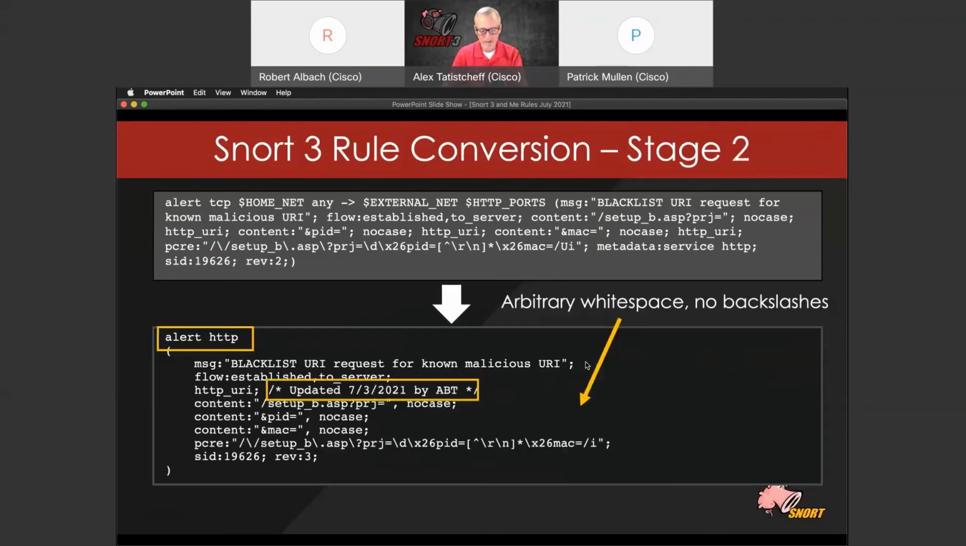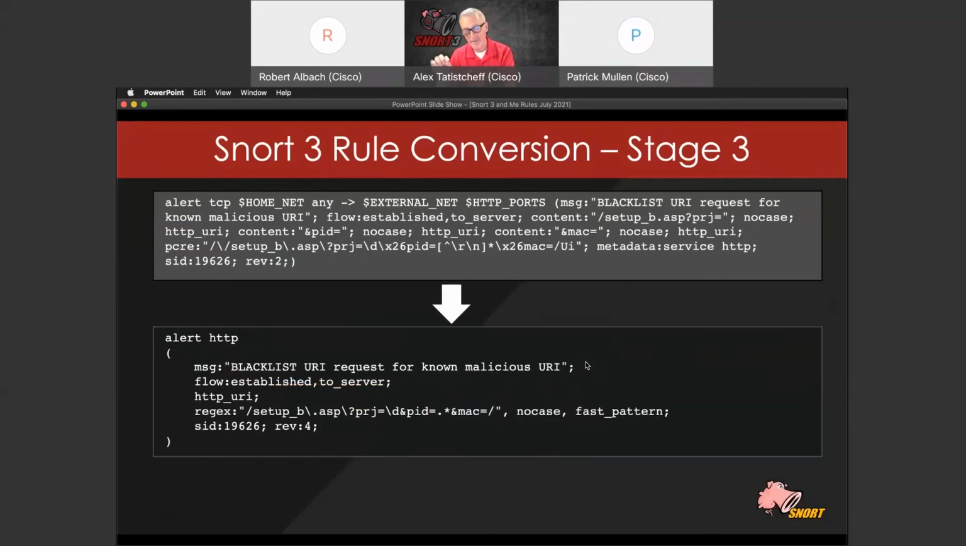Now, go back to stage 2 real quick. So I didn't really change anything about what the rule does here. It still looks in HTTP/RI. It still has the 3 content checks as well as the PCRE. Okay, I just kind of cleaned it up, made it so it works in Snort 3, made it easier to read. In stage 3, I've done more.